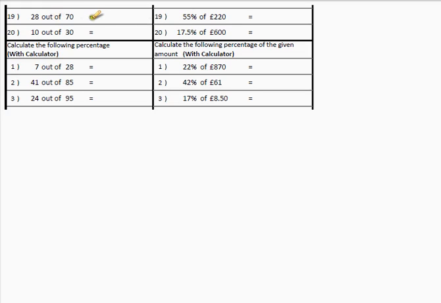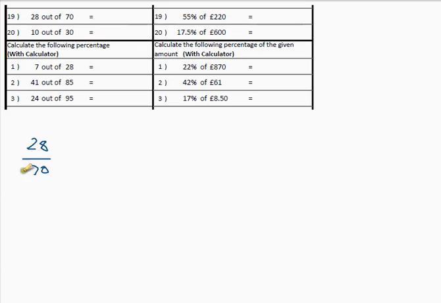Now I just quickly want to check, can you work with and without a calculator? So we've done this before. I just took an extraction here of one of my worksheets. 28 out of 70, that is now without a calculator. 28 out of 70, and we want to change it to a percentage. Calculate the following percentage without a calculator.